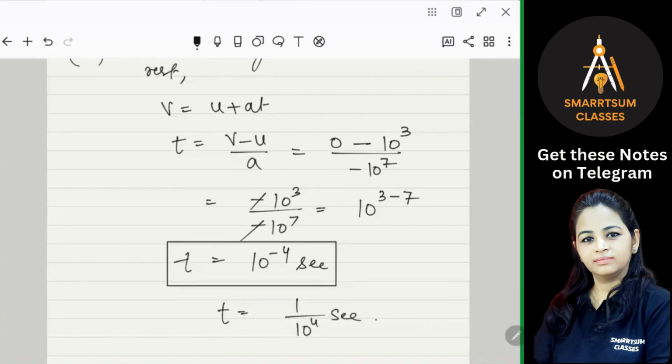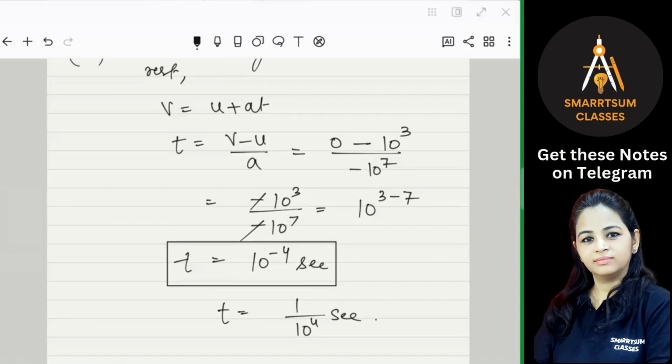Is that clear? Right? Remember, time can never be negative. So if you are getting a negative value for time, that means you have done something wrong. So by this you can check whether you are doing it correctly or not. Similarly, distance can never be negative. If you're getting negative distance, that means you have done something wrong. You have put some value with the wrong sign. Are you getting my point? Acceleration can be negative. Force can be negative. Time and distance can never be negative. Is that clear?